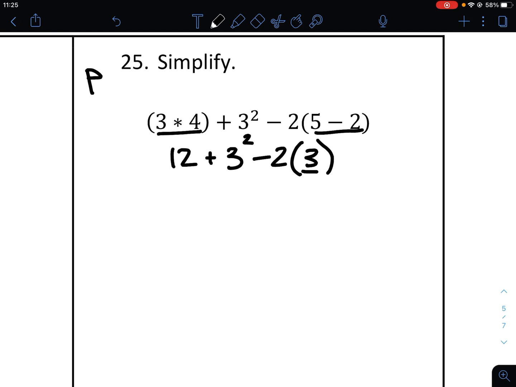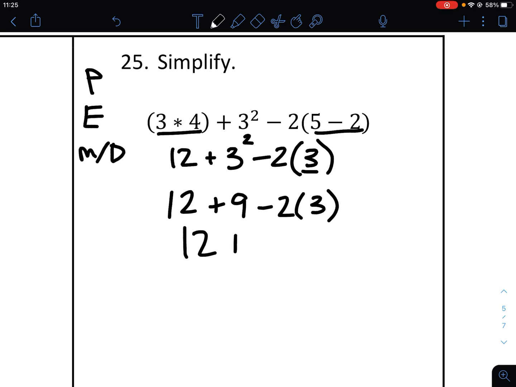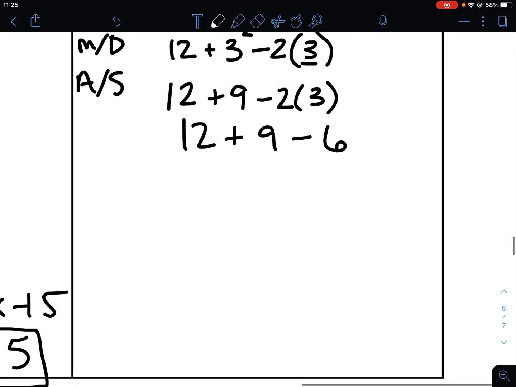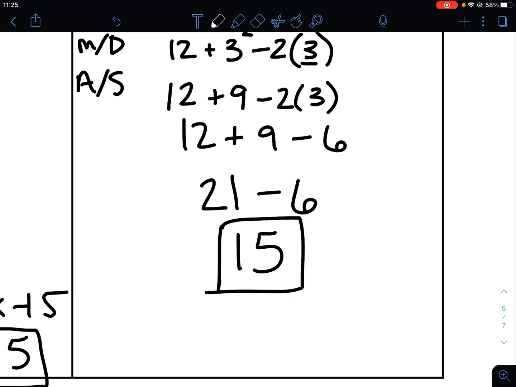No more parentheses, at least not anything I can do inside the parentheses. So we'll move on to exponents. Leaves me with a 12 plus 9 minus 2 times 3. Next comes our multiplication and division. 12 plus 9 minus 6. And then addition and subtraction. Make sure you work your way from left to right, just like you're reading a sentence. 12 plus 9 is 21. Minus 6. 21 minus 6 is 15. And there's our final evaluation.